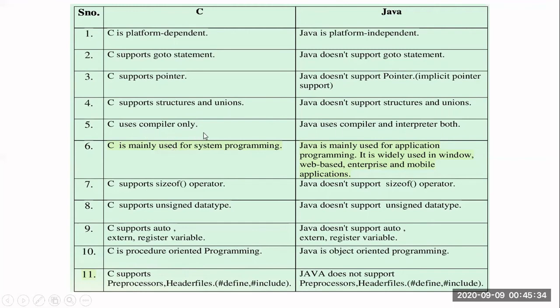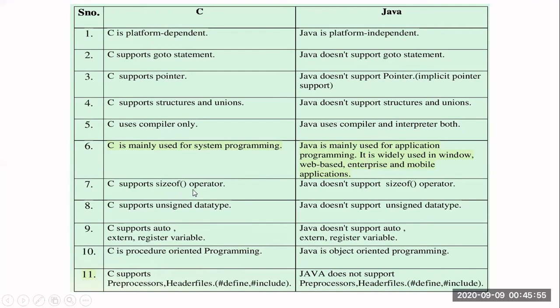C is used only as a compiled language. Java uses both a compiler and an interpreter. C is mainly used for system programming. Java is used for application programming, Windows-based programming, web-based programming, enterprise and mobile applications. So we can build a wide range of applications using Java.